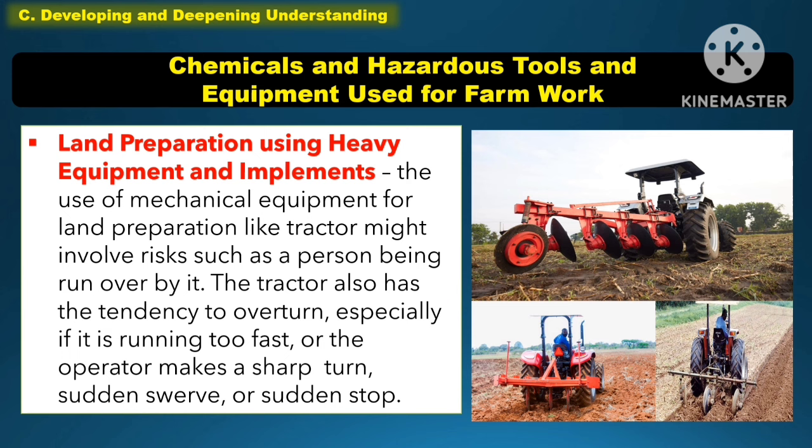Land preparation using heavy equipment and implements. The use of mechanical equipment for the land preparation like a tractor might involve risks such as a person being run over by it. The tractor also has the tendency to overturn, especially if it is running too fast, or the operator makes a sharp turn, sudden swerve, or sudden stop.